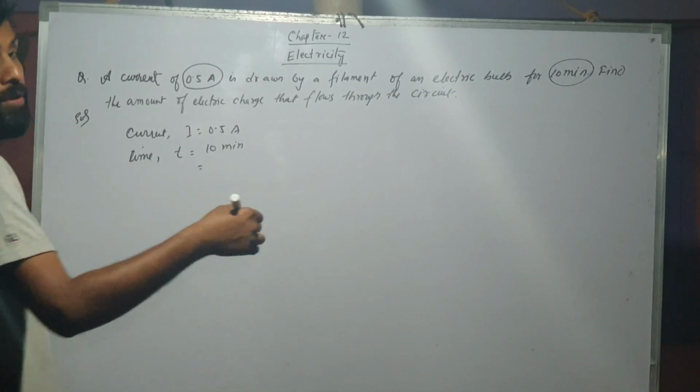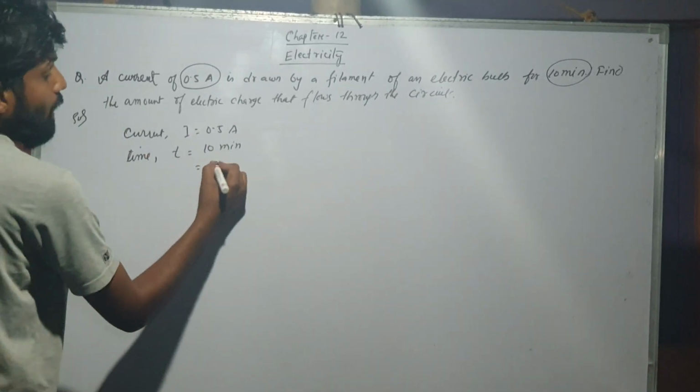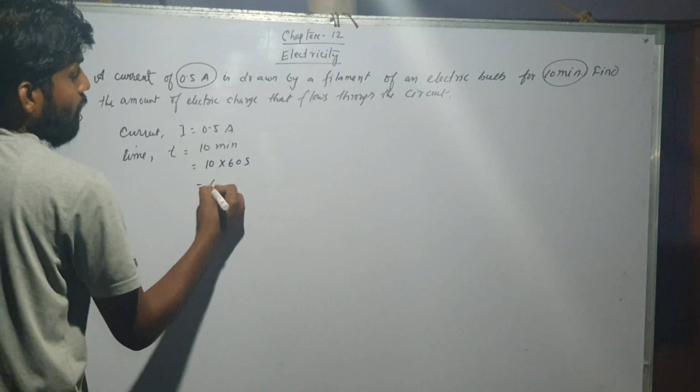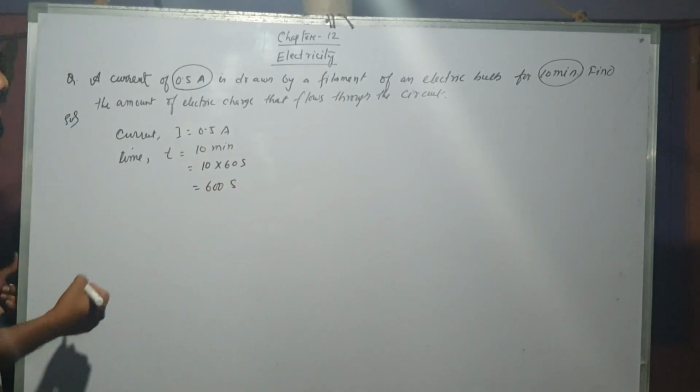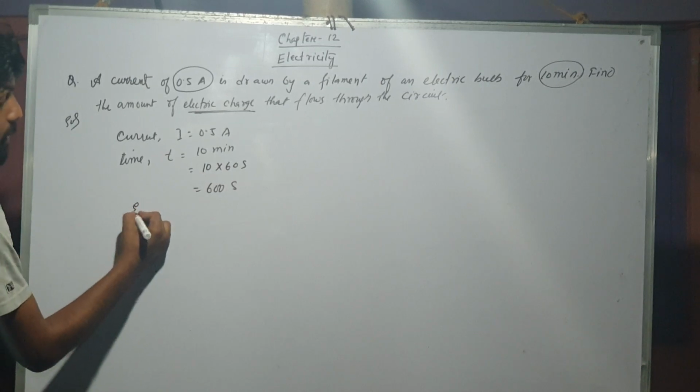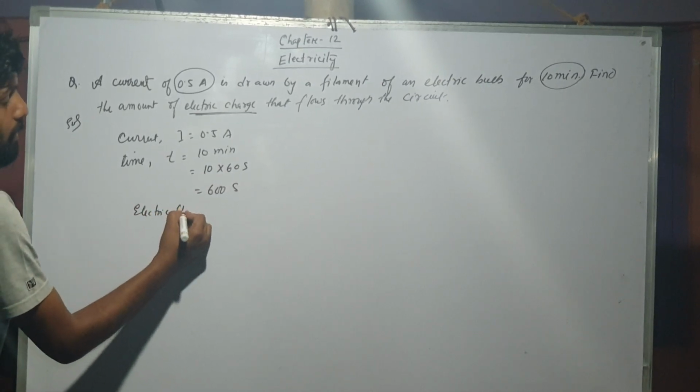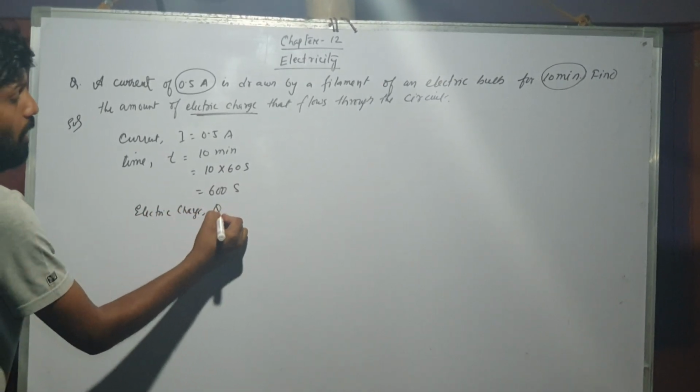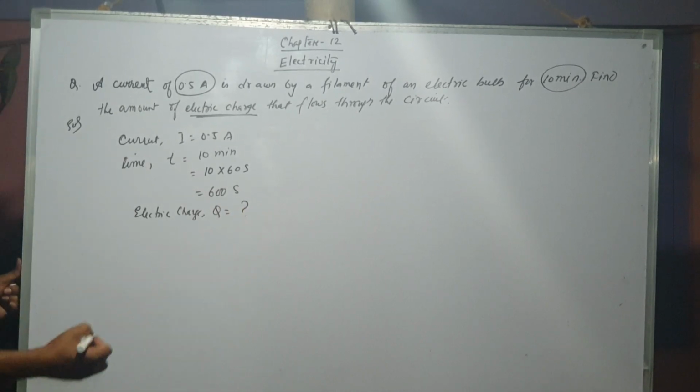So we know that 1 minute is equal to 60 seconds. What can I write here? 10 into 60 seconds, that is 600 seconds. Find the amount of what? Electric charge. Okay. So we know that electric charge is given by Q. That is Q is equal to question mark.